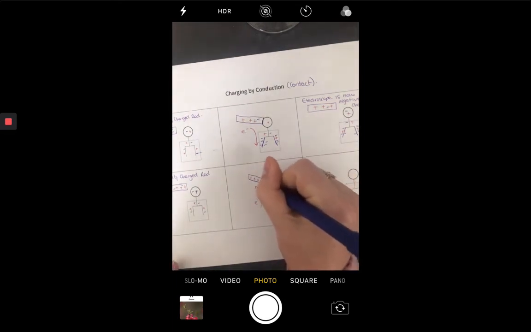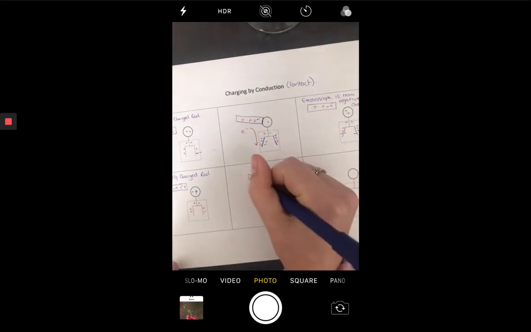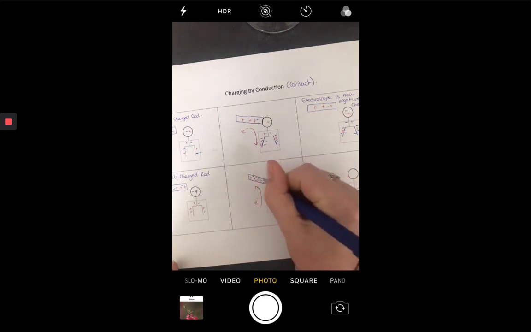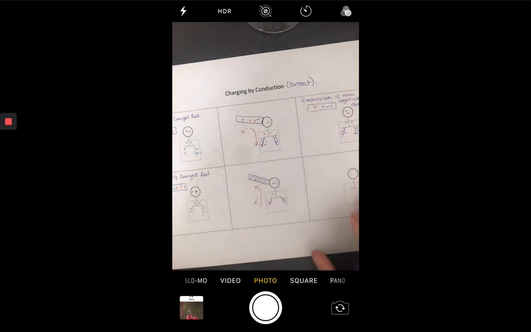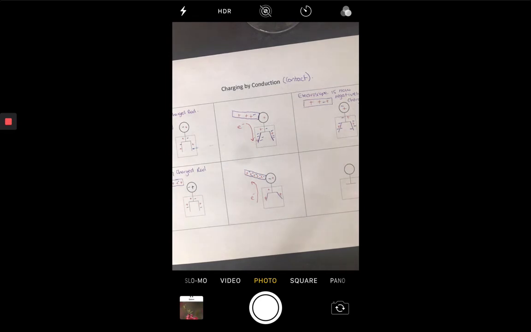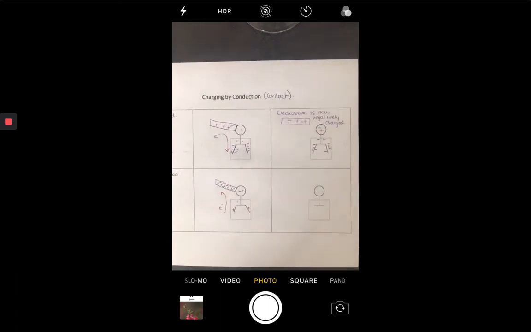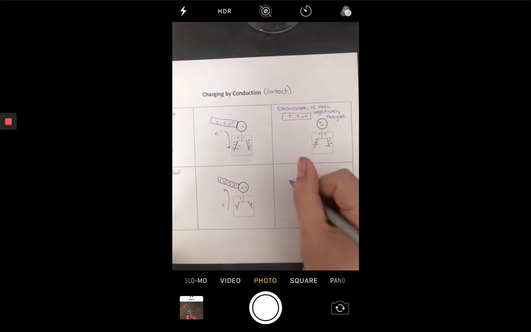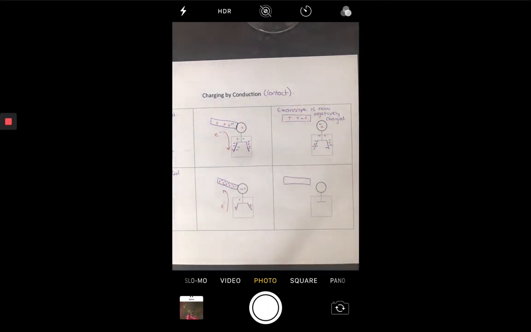And all my electrons have now flown into my rod, moved into my rod. So when the rod is taken away, that leaves my electroscope now positively charged.